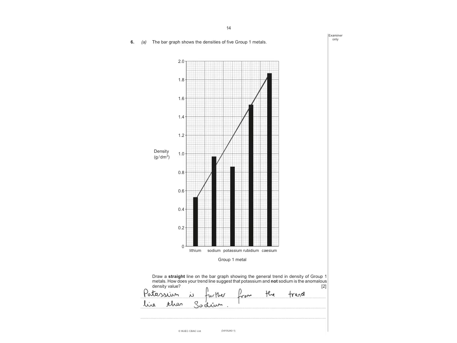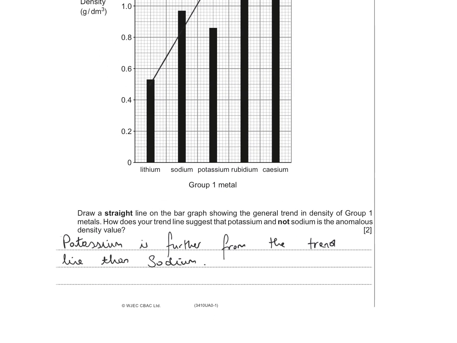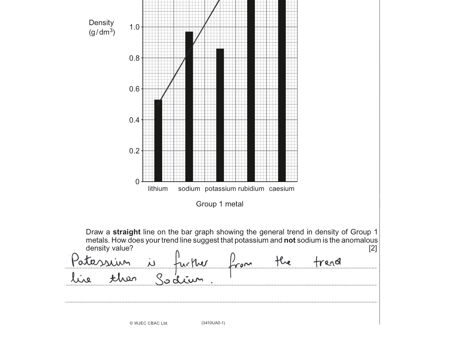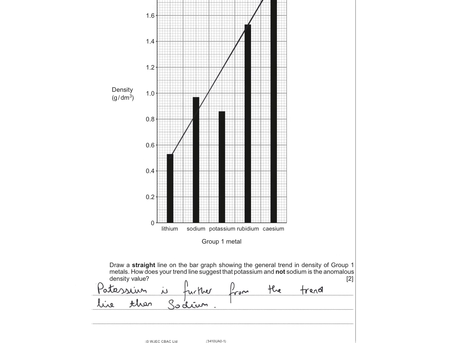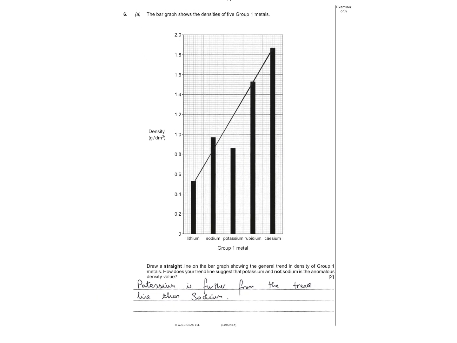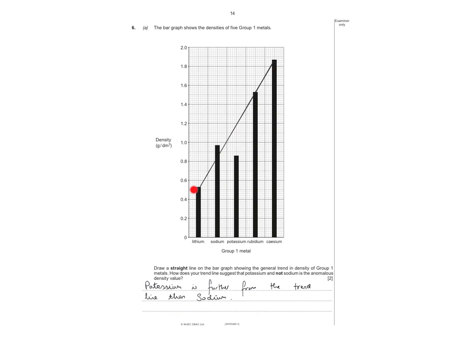Okay, the bar graph below shows the densities of 5 group 1 metals. Draw a straight line on the bar graph showing the general trend in the density of group 1 metals. How does your trend line suggest that potassium and not sodium is the anomalous density value? Well, I can see if I go through the top of each bar, potassium's tip is much further from the trend line than sodium.